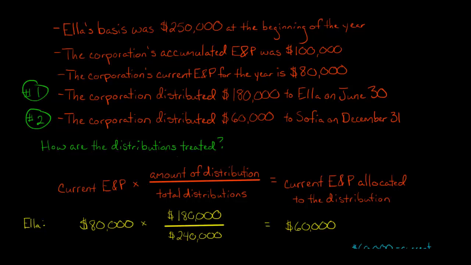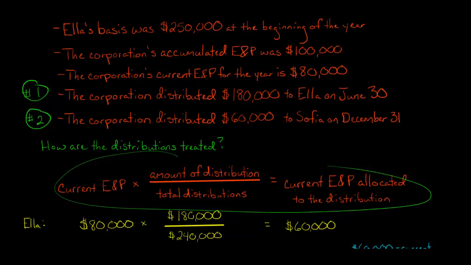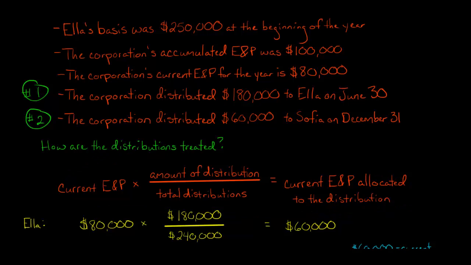And so I got this formula here, which I showed you before, and now here we're going to plug in numbers. Okay, so the current E&P for the year is $80,000. That's just given in the information. So we're going to take the $80,000, and we're trying to say how much of this do we allocate to Ella's distribution. Well, how much was Ella's distribution? The amount of the distribution was $180,000.